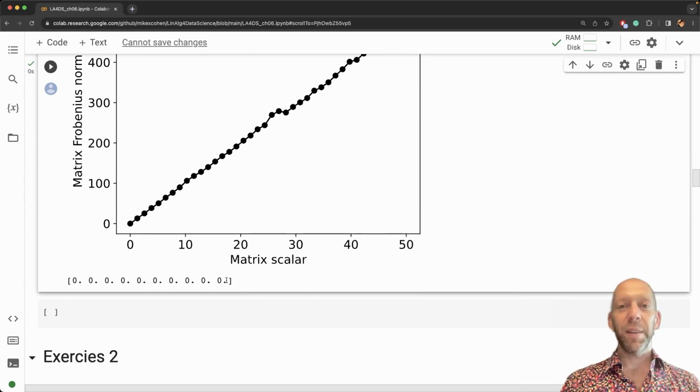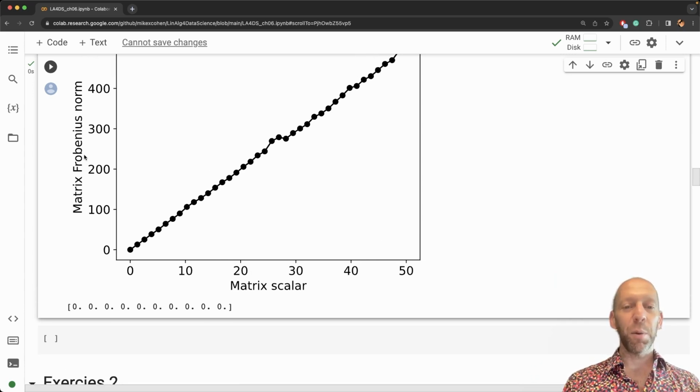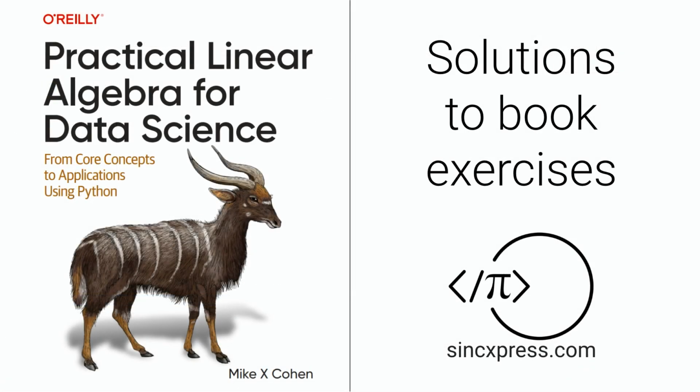So the two key take-home messages from this exercise are that the matrix norm scales with the numerical values of the matrix. So the larger the values of the matrix, the bigger the norm is going to be. And that the norm of the zeros matrix is 0.